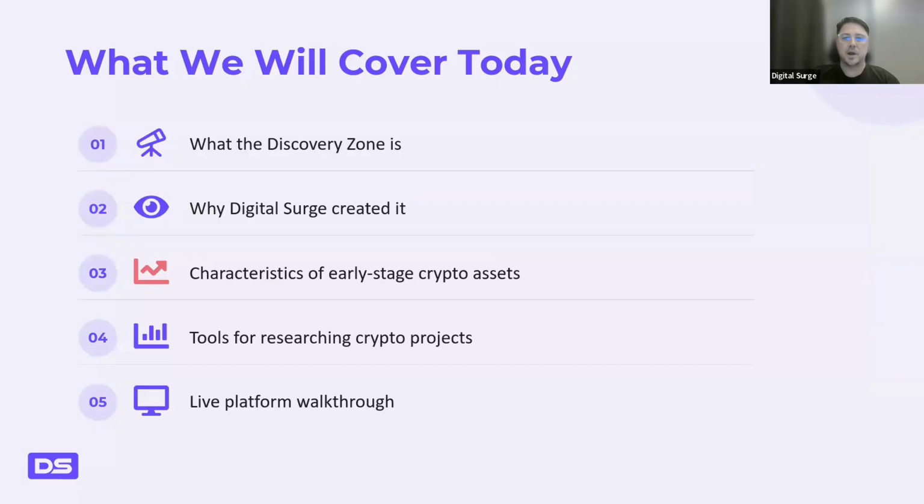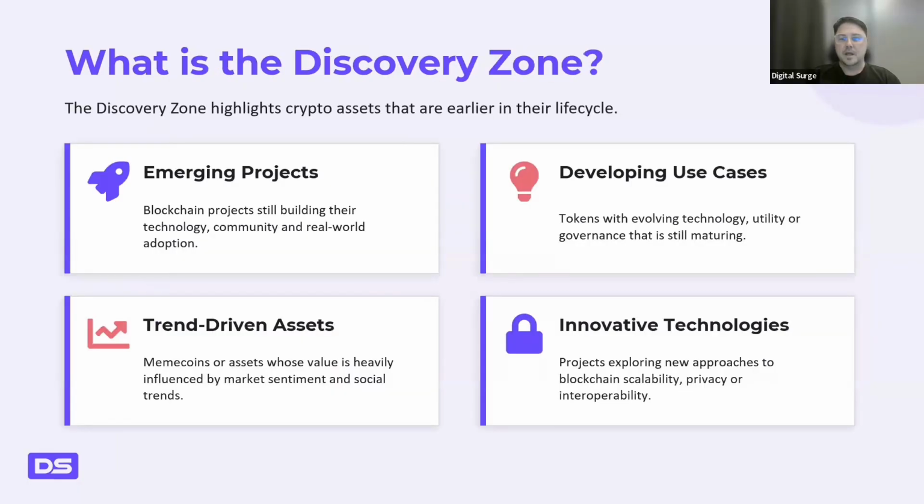The Discovery Zone highlights crypto assets that are in early stages of their life cycle. These are projects that may still be building technology, developing their ecosystem, or even still growing their community. They haven't yet reached the same level of maturity or adoption as some of the more established cryptocurrencies like Ethereum and Bitcoin. You'll typically see a few different types of projects in the Discovery Zone.